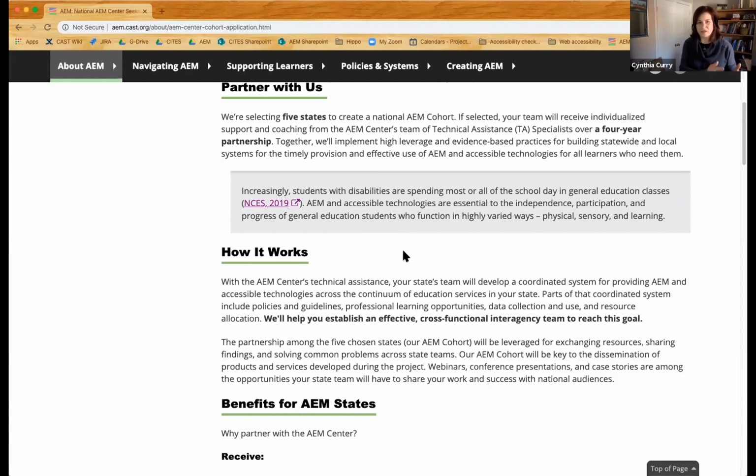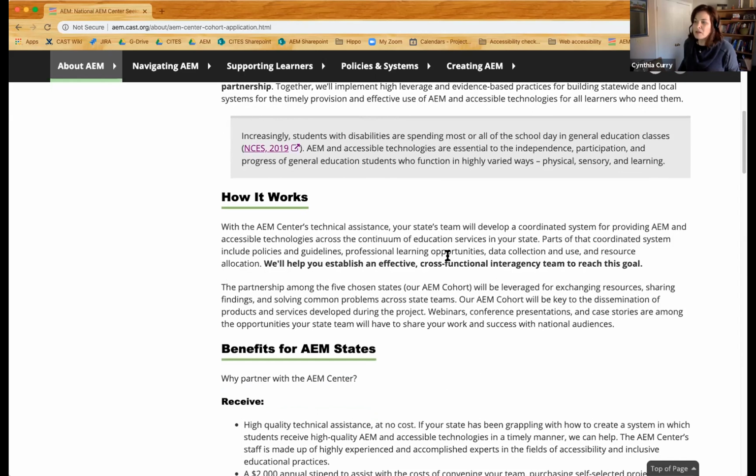So that transition from early childhood through K-12, entering higher ed, onto workforce, making sure that families are engaged across those transitions, consistent communication, allocation of resources. All of these coordinated pieces are what we're working toward when we're partnering with states in this cohort.